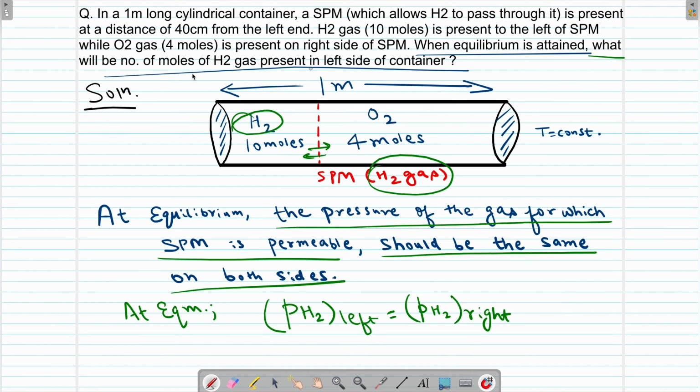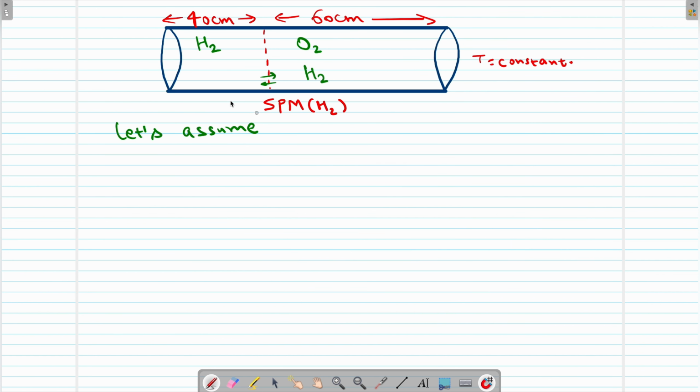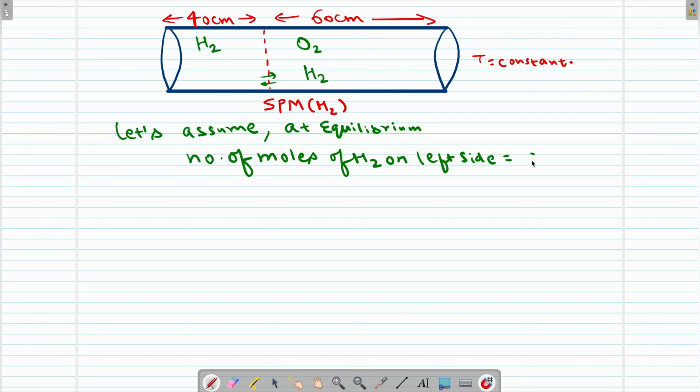What we have to find out is the number of moles of S2 gas present in the left side of the container. So let's assume at equilibrium the number of moles of S2 gas present on the left side of the container is X. So we'll assume it as X and then solve the problem. So here it is X moles.